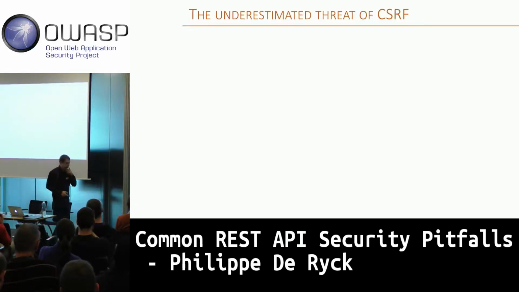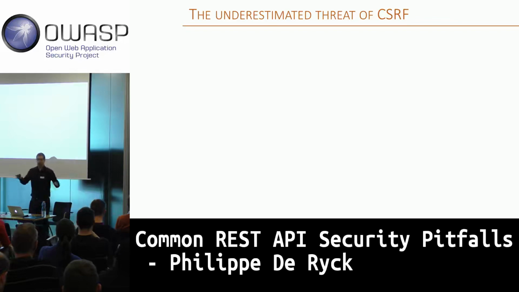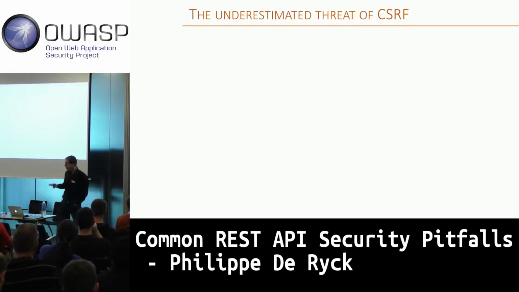So I promised to talk a bit about cross-site request forgery. First, again, who knows what cross-site request forgery is? All right. Who doesn't know what it is? It's okay. I'm going to walk you through a scenario. I'm not going to go into too much detail here. I'm going to explain what the attack is about and then how it relates to an API.